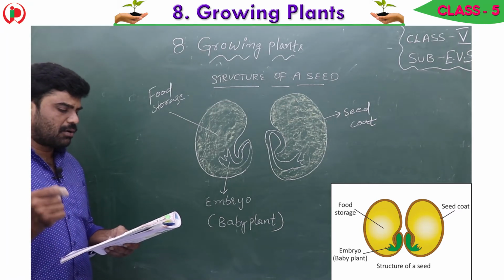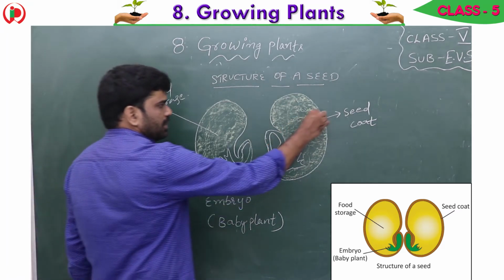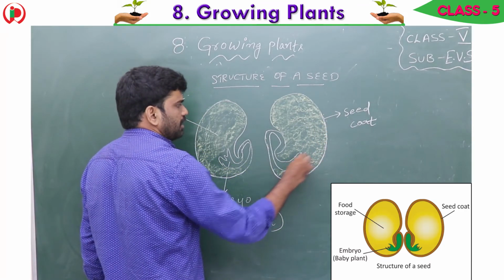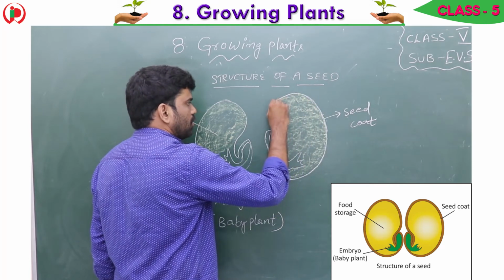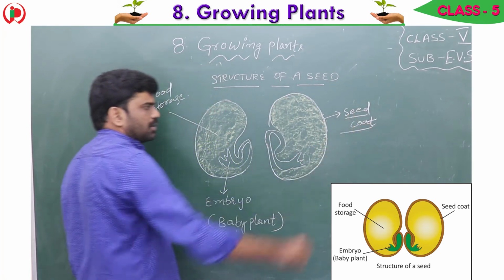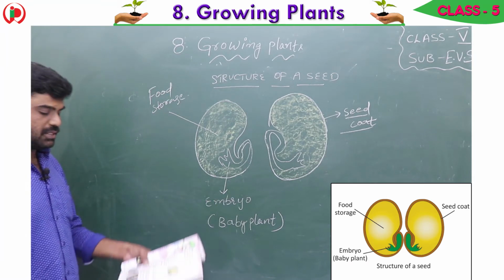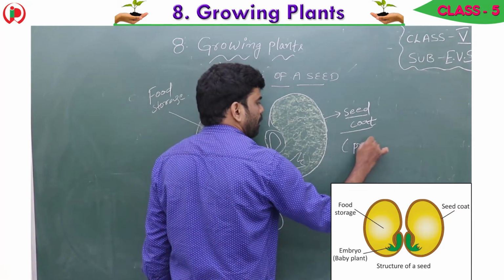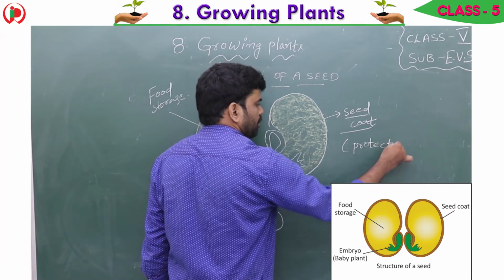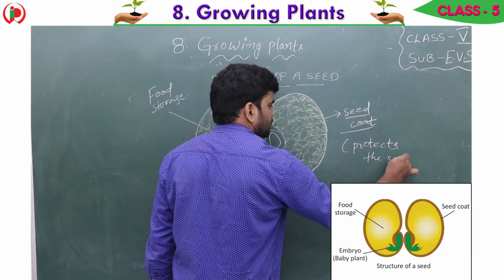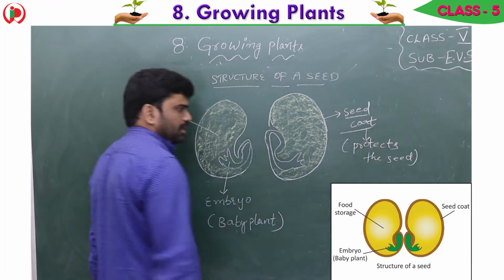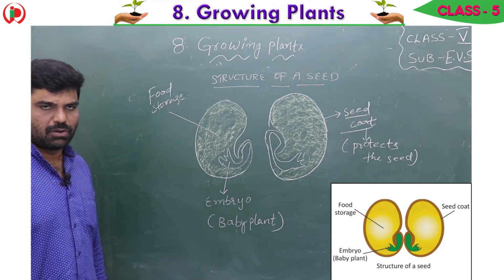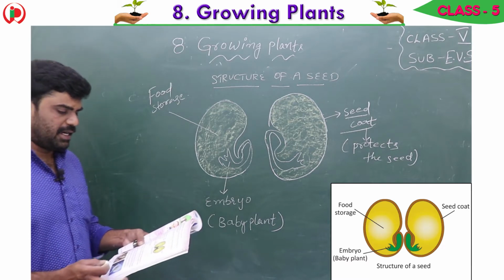The hard outer covering is called seed coat. So this is the outer covering, children. This outer covering, which is very hard, is called the seed coat. The seed coat, what will it do? Yes, it mainly protects the seed. The main function of the seed coat, or the main use of the seed coat, is protecting the seed.